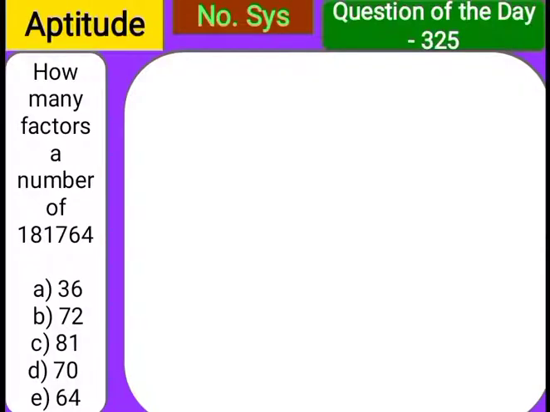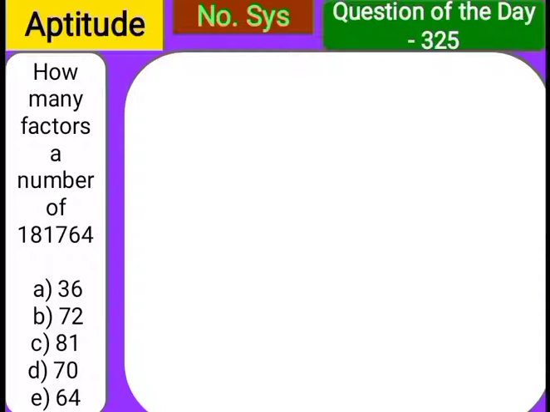Going to question 325. How many factors does the number 181764 have? You have to calculate the number of factors. This is a bit important and somewhat lengthy, because it is expected in CAT or bank level examinations, even SSC examinations also.